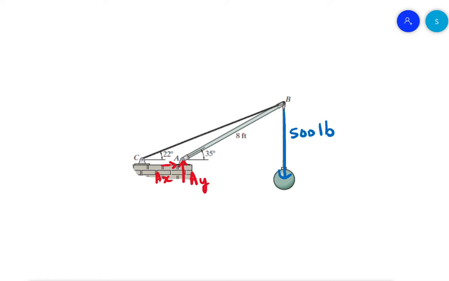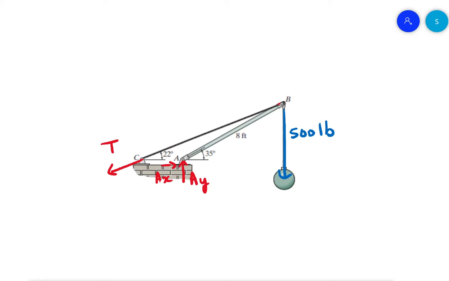And the cable can only pull. So that's T. I can write T there, or I can write T there. That's the exact same thing. We can always slide a force along its line of action.